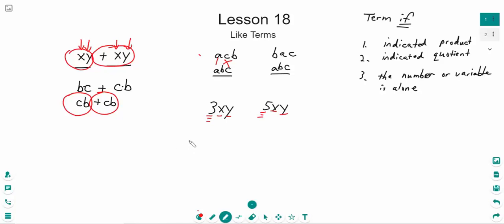So you might say, I don't think that's a like term because the 5 and the 3 are not the same. Well, the definition of like terms is simply that the variables have to be the same and have the same processes. It's the same multiplication going on. The variables are the same. The coefficients do not have to be the same. So even though the 3 is not the same as a 5, these two are like terms.